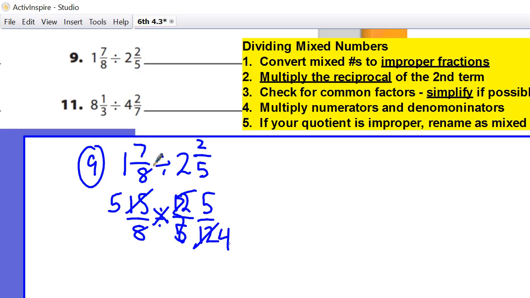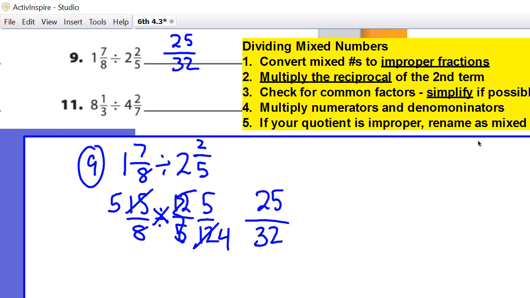Now I have my numerators are 5 times 5, that's 25. And that turned out kind of messy. 5 times 5 is 25, and 8 times 4 is 32. Step number 5, if your quotient is improper, rename it as a mixed number. Once again, this is another example of sometimes we get a regular fraction as an answer. And again, my pen's kind of acting up. 25 over 32. It is not an improper fraction, so we don't have to convert it back to a mixed number. It's just fine as is.